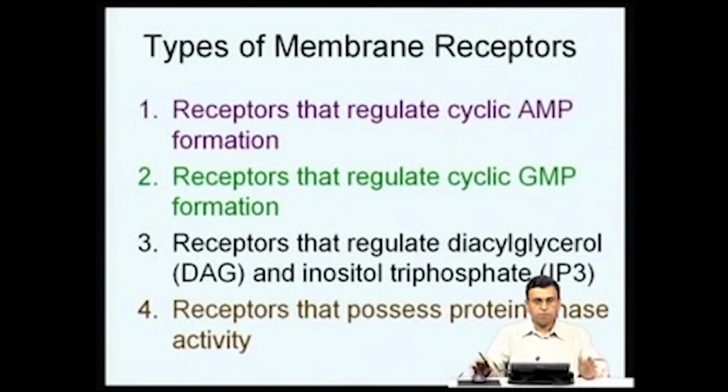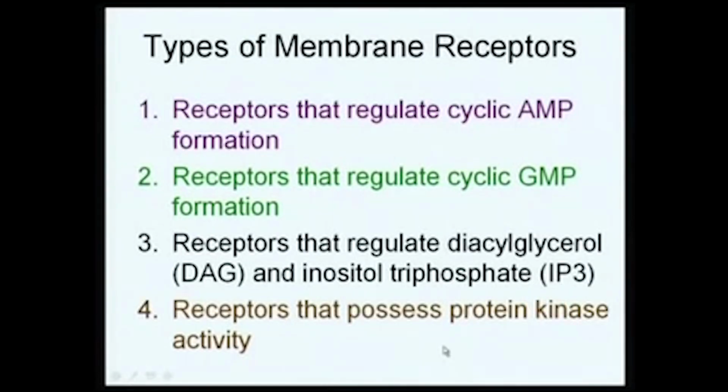So we have been discussing primarily membrane receptors and how ligands or hormones, when they bind to these membrane receptors, lead to the activation of specific signaling pathways, ultimately culminating in activation or repression of genes. So far we have discussed receptors that regulate cyclic AMP formation, receptors that regulate cyclic GMP formation. Today we are going to spend some time on the receptors that regulate diacylglycerol and inositol triphosphate formation, and how these molecules in turn regulate gene expression, and maybe in the next class we are going to discuss receptors that possess protein kinase activity.